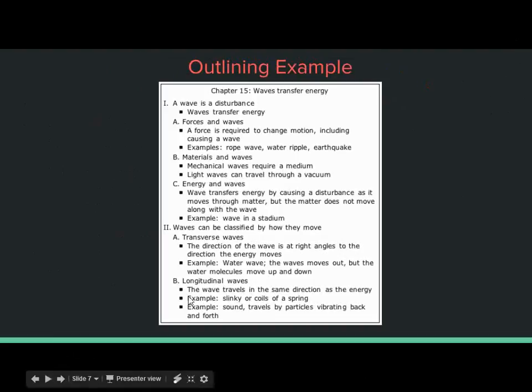So here's an example of an outline on a science class. At the top it has the chapter name, and then as it goes down, it goes with Roman numerals and then letters and dots to explain the different pieces.